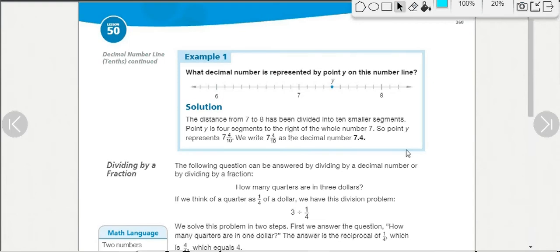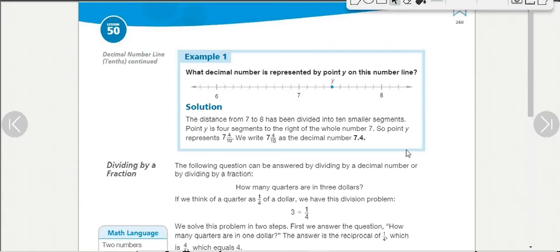This one they label y instead of an arrow. It says the distance from 7 to 8 is divided into 10 segments, so we're counting in tenths again. It's past the 7 but not quite to the 8. So we use 7 for our whole number and then we count spaces 1, 2, 3, 4 and stop here. 4 over 10 can be reduced or written as a decimal, 7 and 4 tenths. As a fraction, it would be 7 and 2 fifths.